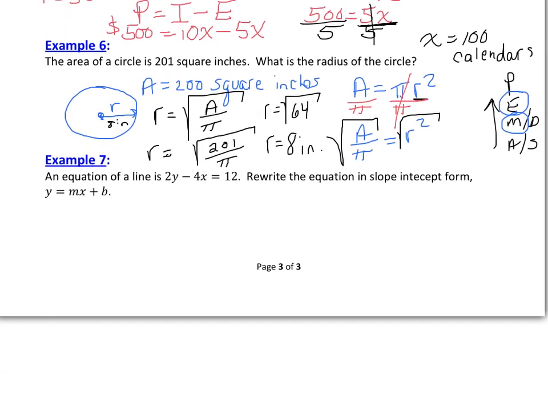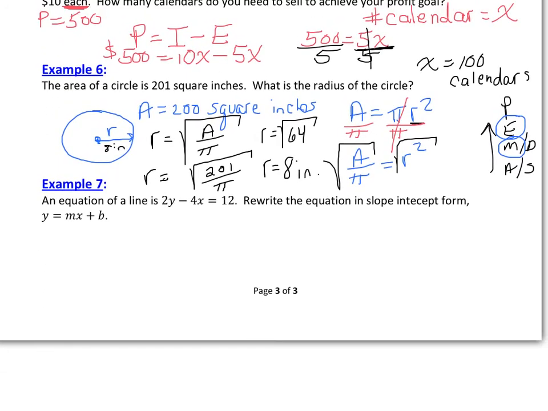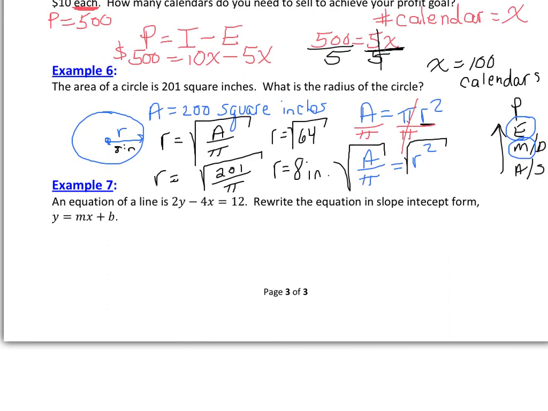All right, let's take a look at a line, and then we're done. An example of an equation of a line is 2y minus 4x equals 12. We want to rewrite that in what's called the slope-intercept form. That means we want to get y all by itself. So let's rewrite the problem. 2y minus 4x equals 12.